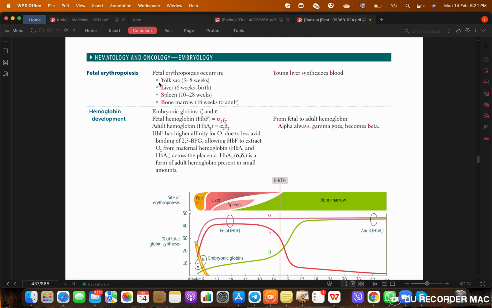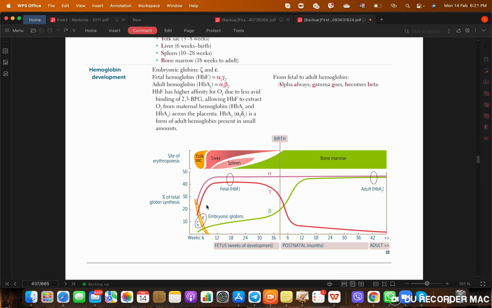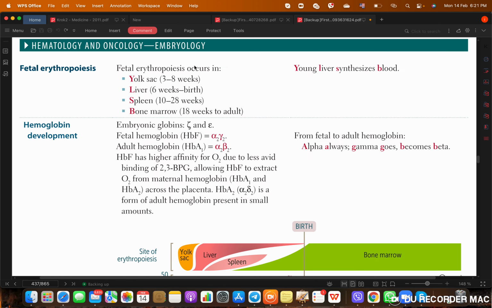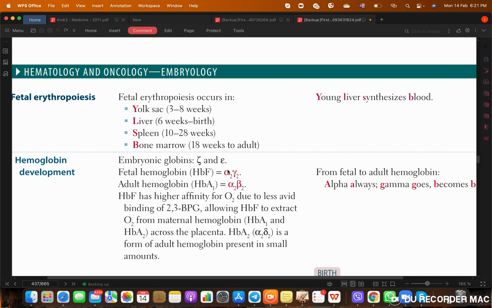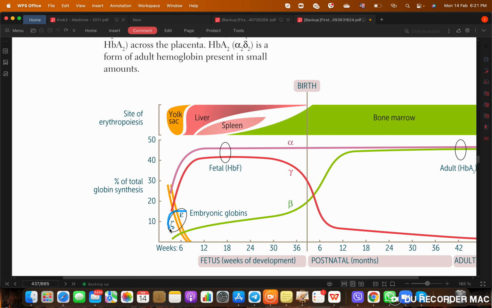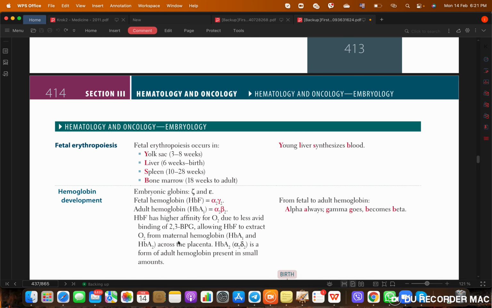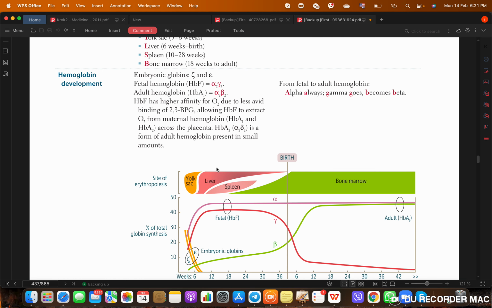From 3 to 8 weeks, we have the yolk sac producing mainly what we call the embryonic globin, which has something called zeta and epsilon. I repeat, this is known as zeta. So zeta and epsilon types of globins, and that's what will be made initially. As you can see, it decreases really quickly, and it disappears within the first 8 weeks. After 8 weeks, we don't have zeta and epsilon globin anymore.